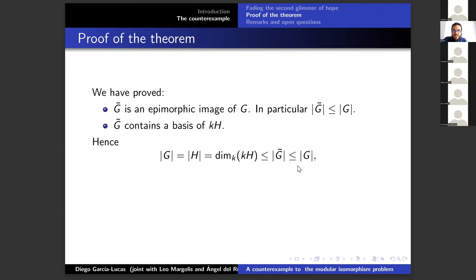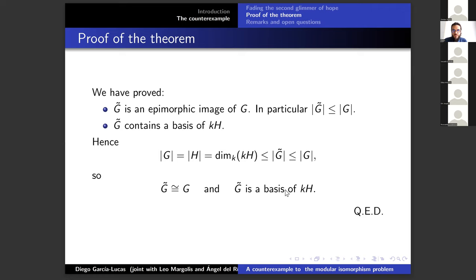In particular, this equality implies that G and G tilde must be isomorphic. And the other equality shows that G tilde is indeed a basis of KH, and this completes the proof of the main theorem.